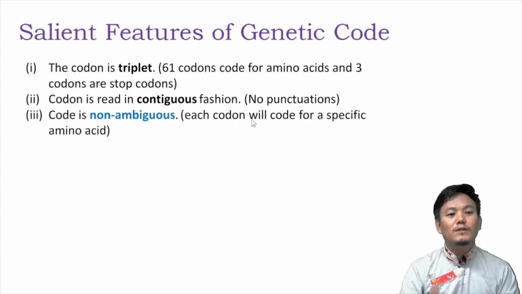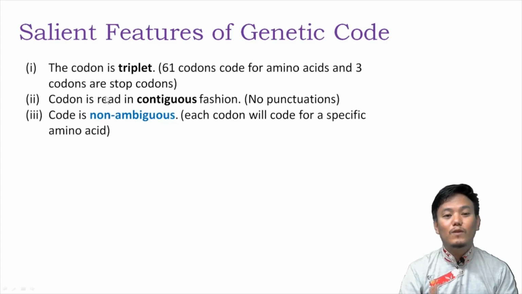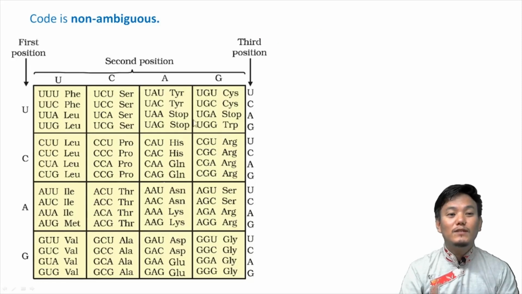Third, the code is non-ambiguous. What does it mean? Each codon will code for a specific amino acid. Let's revisit this particular table over here. UUU is a codon. It codes for a specific amino acid, that is phenylalanine.